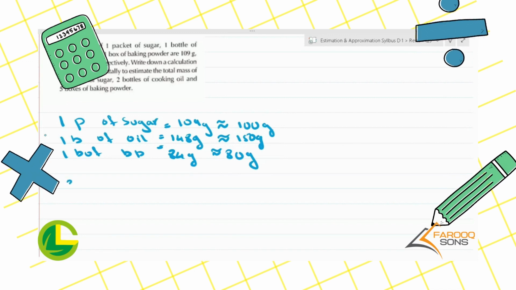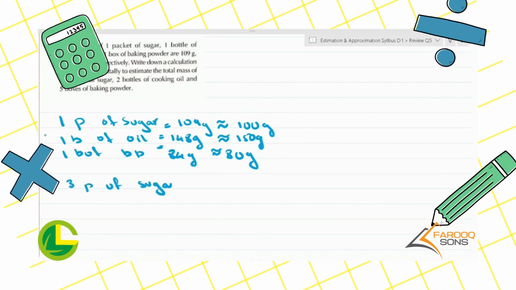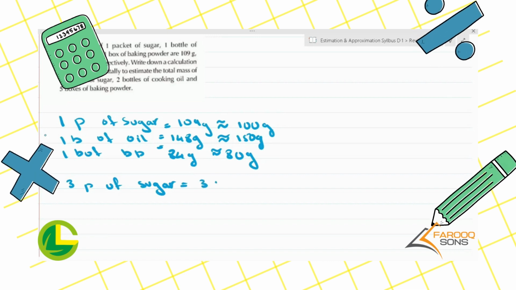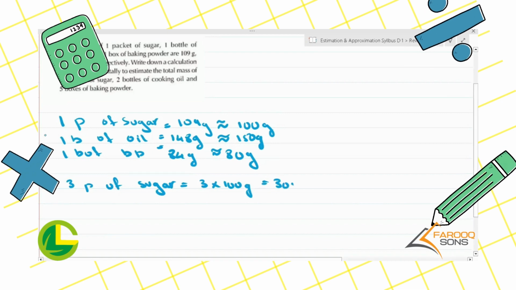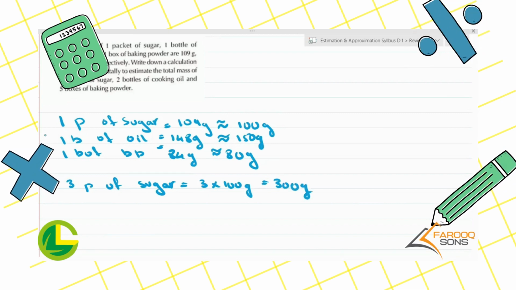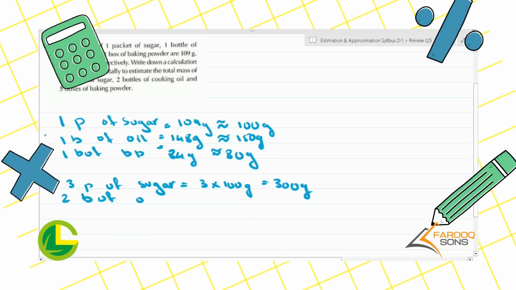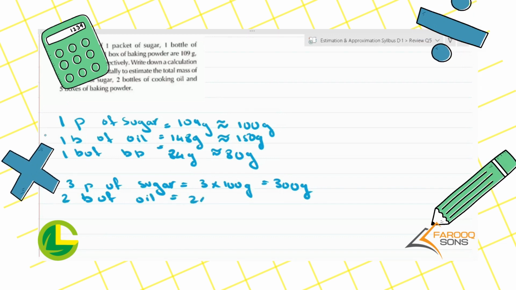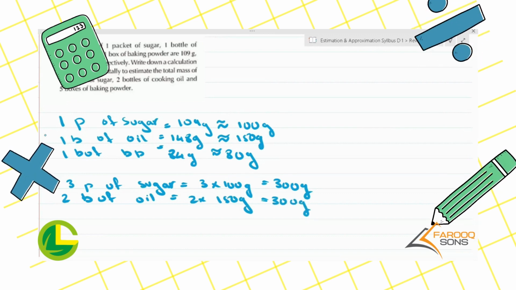We need the total mass for 3 packets of sugar, which means we are going to multiply 3 with the 100 grams, giving me 300 grams. After this, we have one bottle of oil, which is 150 grams. Hence, the 2 bottles of oil will be weighing 2 multiplied by 150 grams, again giving me 300 grams.